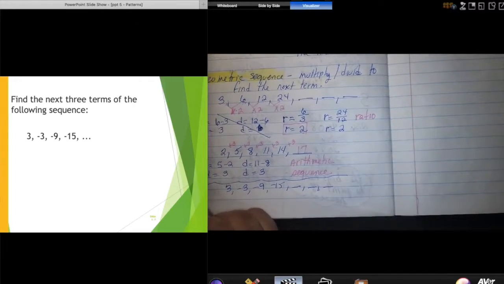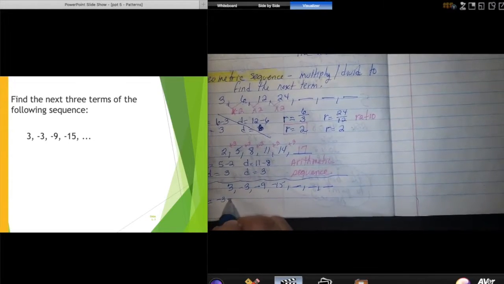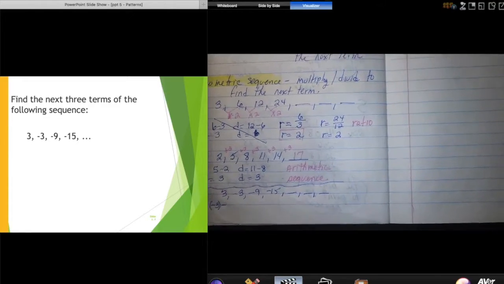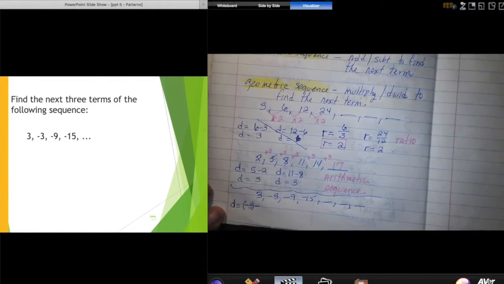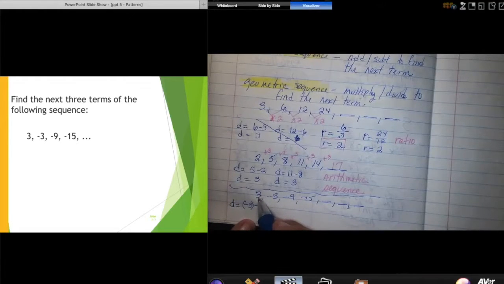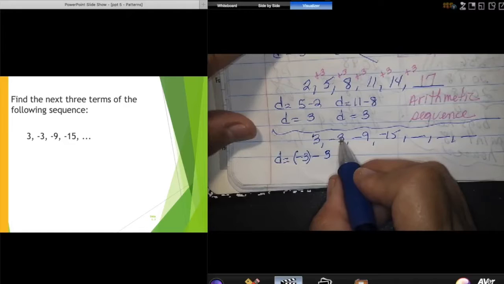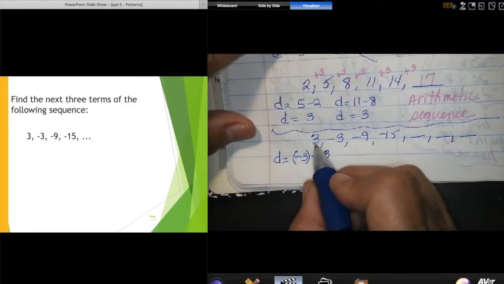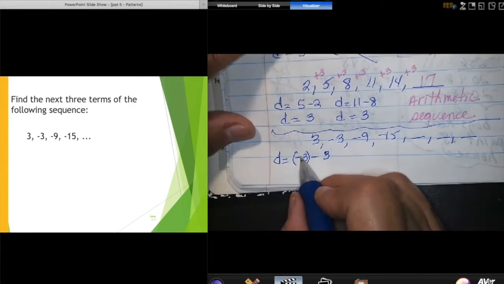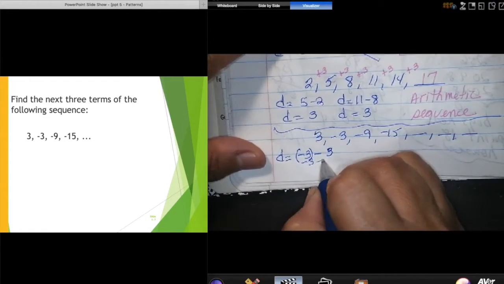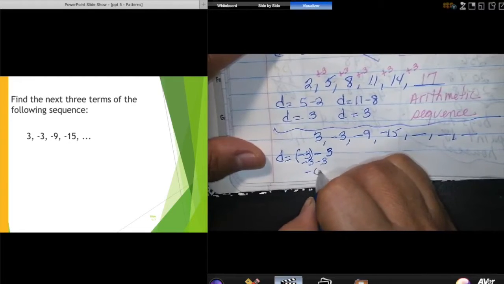Okay. Let's go ahead and subtract. You get the number on the right, minus, I'm going to put parentheses, see if that helps you, minus the number on its left. So the number on the right minus the number on the left. So -3 minus 3 is -6.